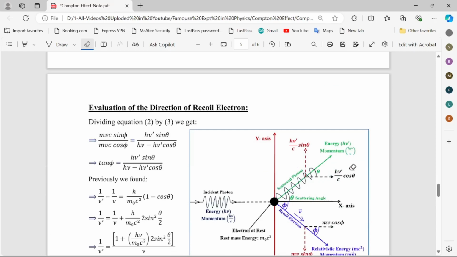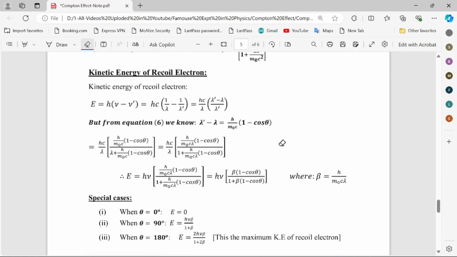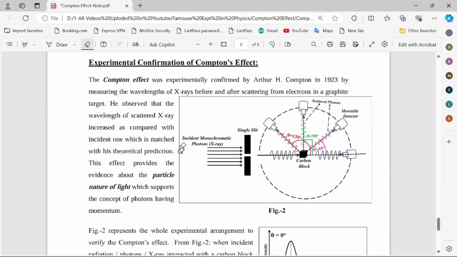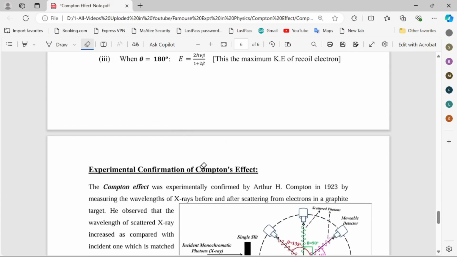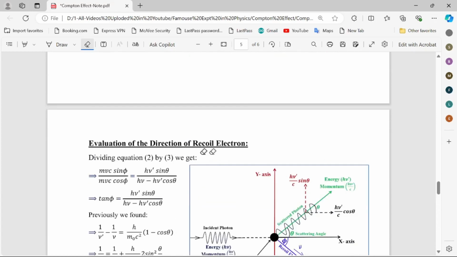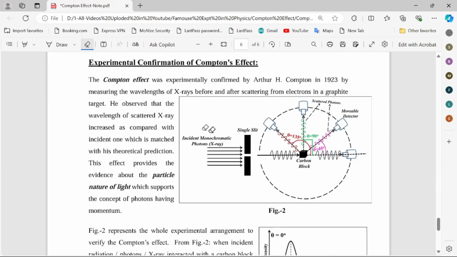In our next class we are going to discuss the evaluation of the direction of the recoil electron. Then we are going to discuss the experimental confirmation of Compton's effect.